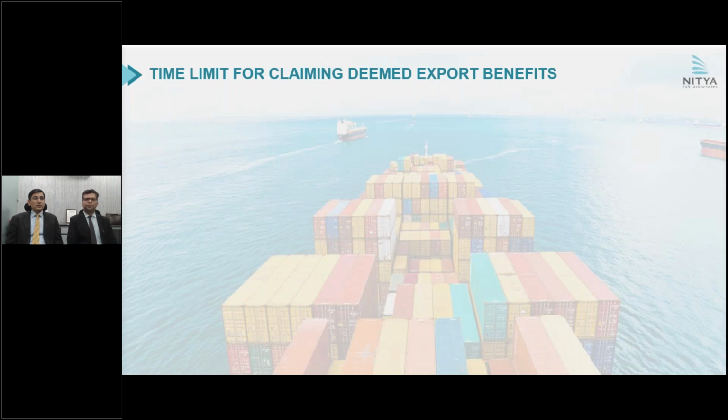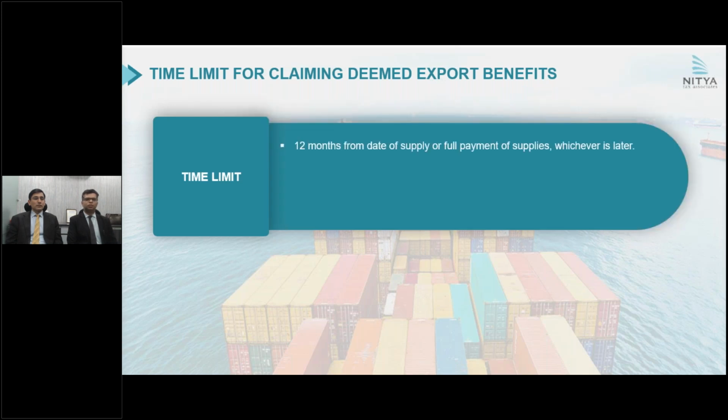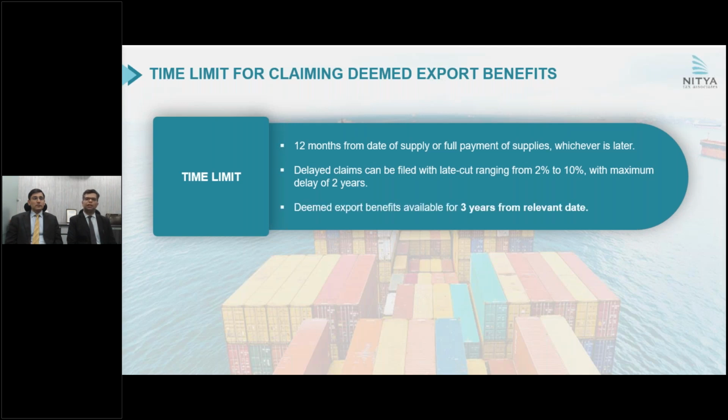Next is the procedural aspect in respect of deemed exports, being the time limit by which you can get this benefit. This benefit is available within 12 months from the date of supply or receipt of consideration, whichever is later. Importantly, one even has an option to file a claim belatedly with a late cut fee, which ranges from 2% to 10%. In effect, a deemed exporter can claim benefits up to 3 years from the date of deemed export supply.